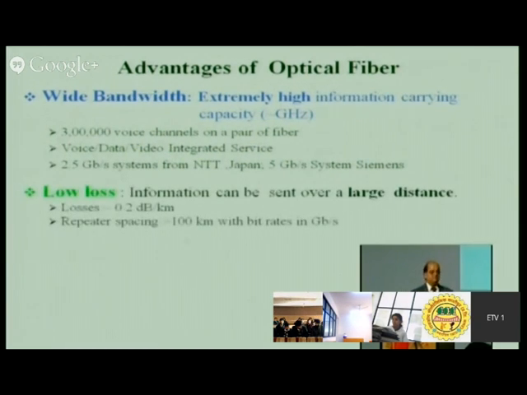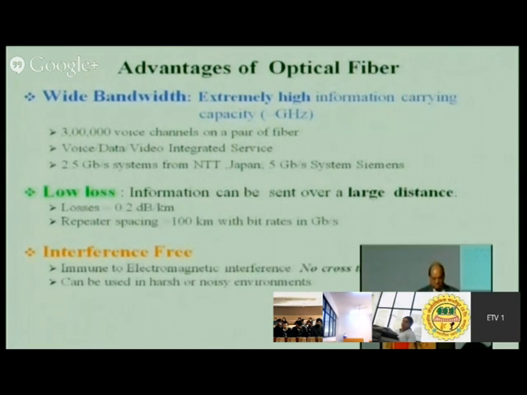Low loss. So information can be sent over large distances. Very low attenuation, 0.2 dB per kilometer. A copper cable has attenuation of the order of 10 dB per kilometer. So 100 times less loss as compared to copper means 100 times more distance is possible. So repeater spacing is more than 100 km, whereas for copper cable the repeater spacing is around 3 km.